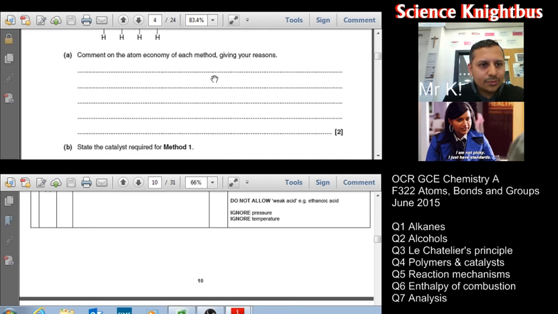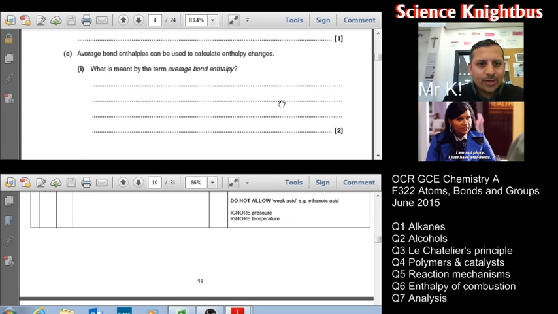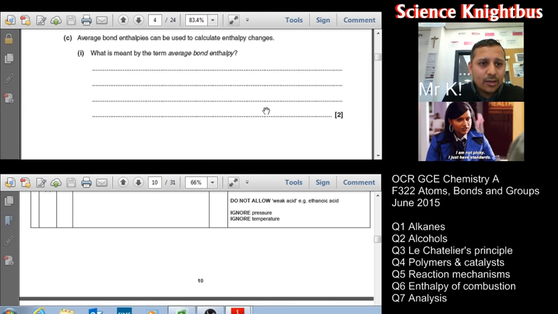So let's just move on from that one. Average bond enthalpies can be used to calculate enthalpy change. Now this is quite interesting because the new specification doesn't actually ask you to define it, it just asks you to be able to explain it. So it's a little subtle thing there.